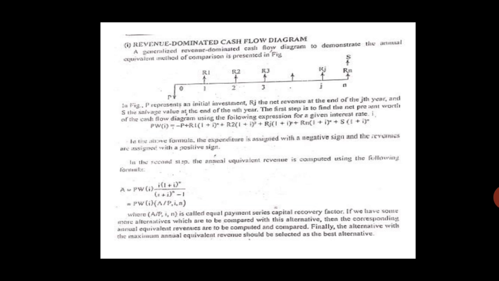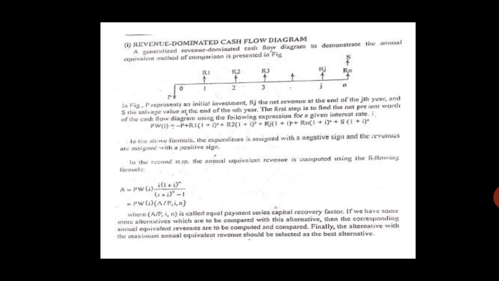S is the salvage value. Salvage value is scrap value. Suppose again I give you an example. You take a bike for 1 lakh rupees now and use it for 15 years and then you want to sell it. At that time the scrap value you may get is some 5,000, 10,000 rupees. That is known as salvage value. At the end of the life of your bike, you have to scrap it.